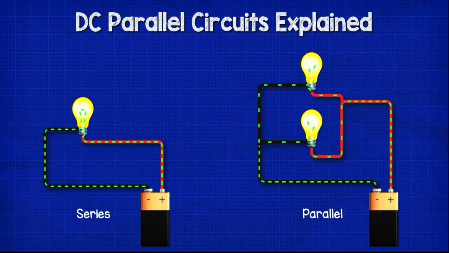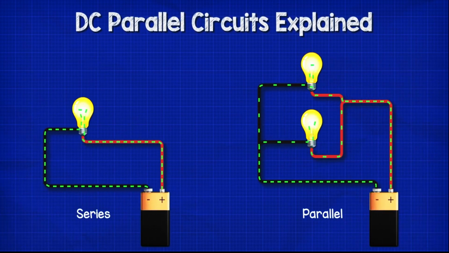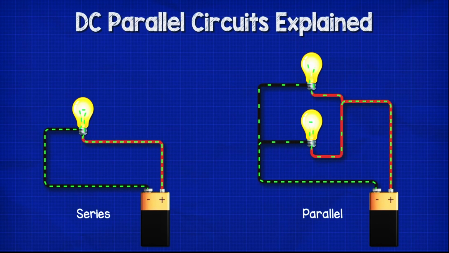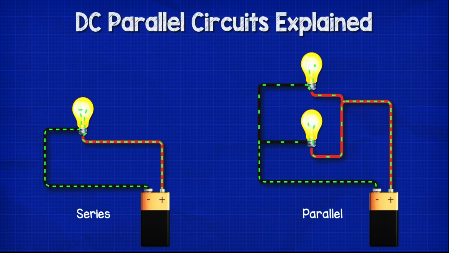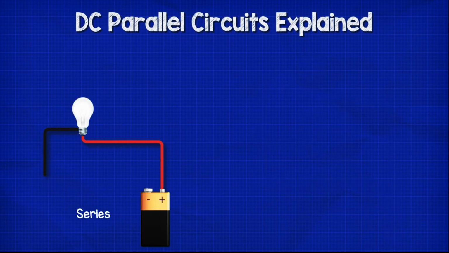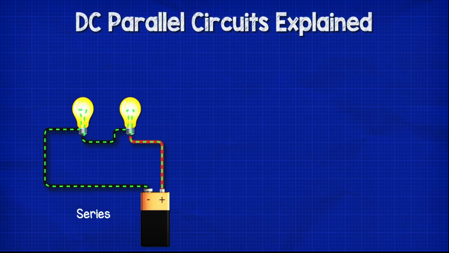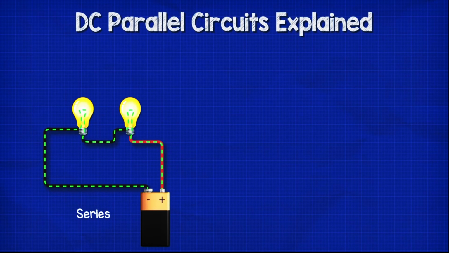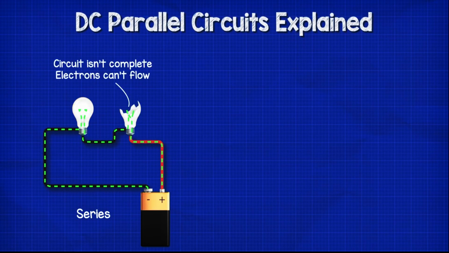When we place a lamp in series or parallel with a battery, the electrons are going to flow from the negative terminal of the battery along the wire, through the lamp, and then to the positive terminal of the battery. In the series configuration, there is only one path for the electrons to flow along. If we place two lamps in a series circuit, they will both shine, but if one of the bulbs breaks, then the entire circuit stops working because there is only one path for the electrons to flow along.